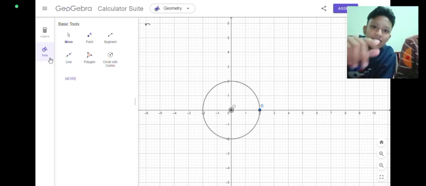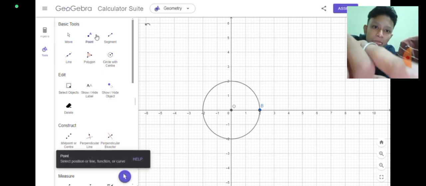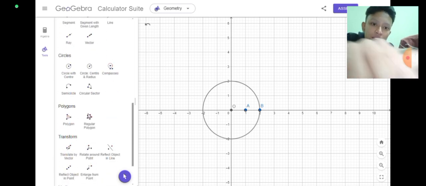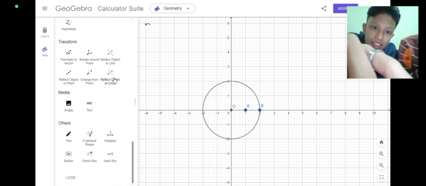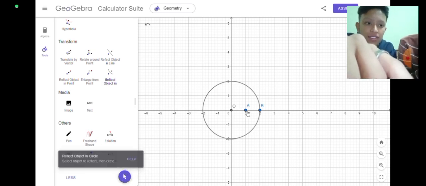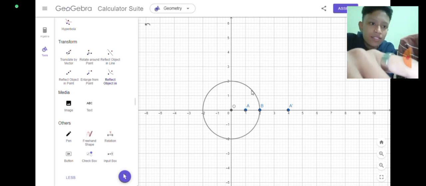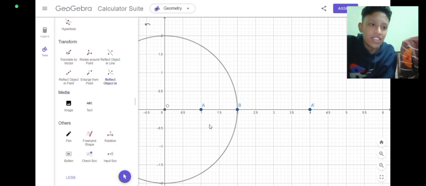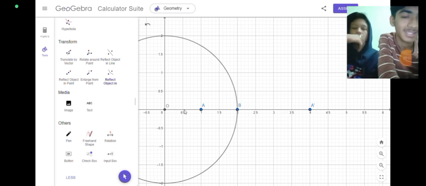At first we need to take a point like this, and so A is formed, and we need to reflect this object. So we need to reflect A. So we take A and the circle. So now look here, our image A dash is formed. As you can see, we have selected this object A and its image is here, A dash.